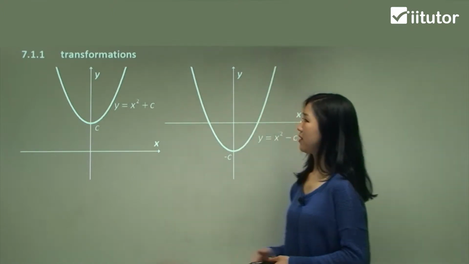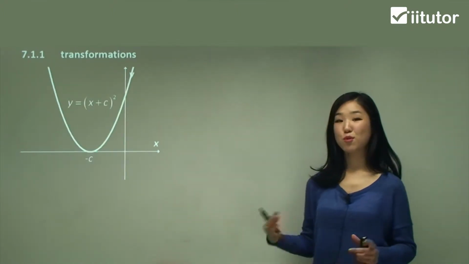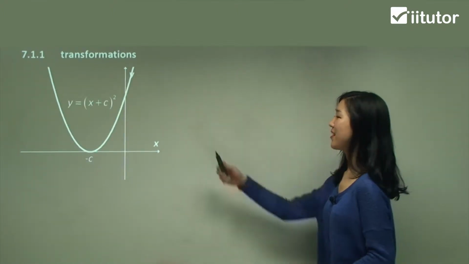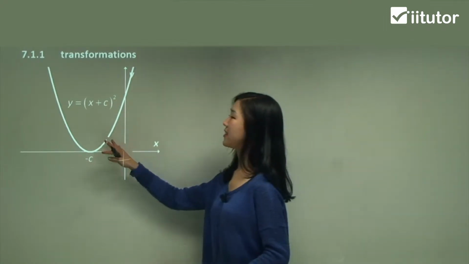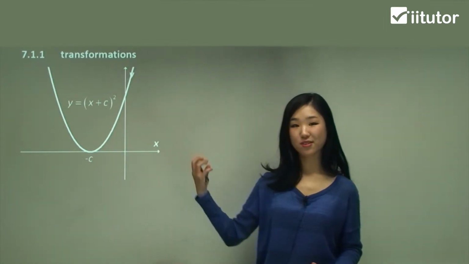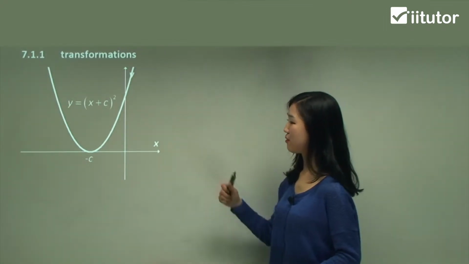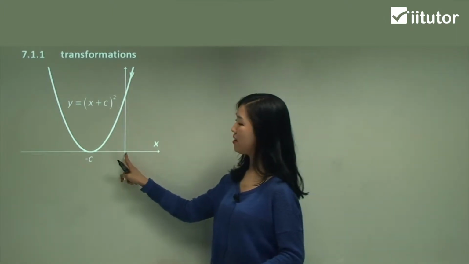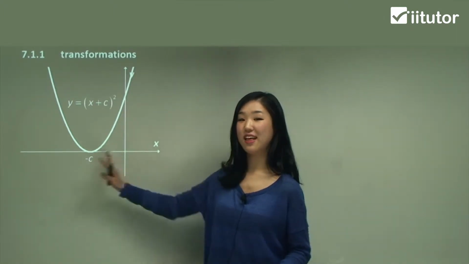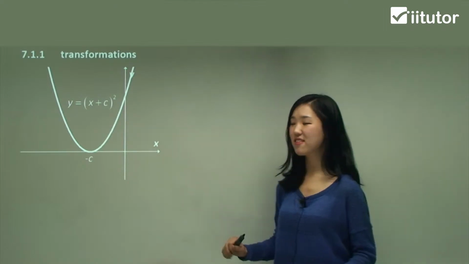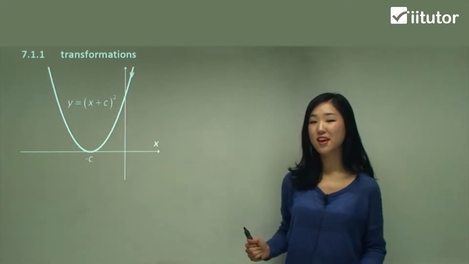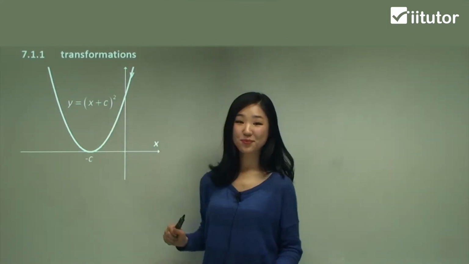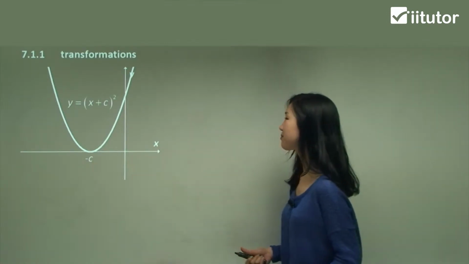Now the next one I'm going to show you is when we're moving left or right. This one is in the form of y equals x plus c, the whole thing squared. As you can see, that's the form. And you can see that I shifted to the left by c units. This time you push to the left by that unit of c. Again, it's very, very simple.